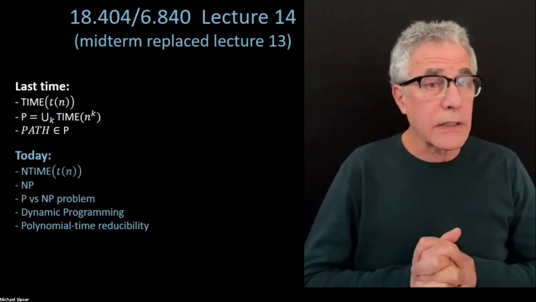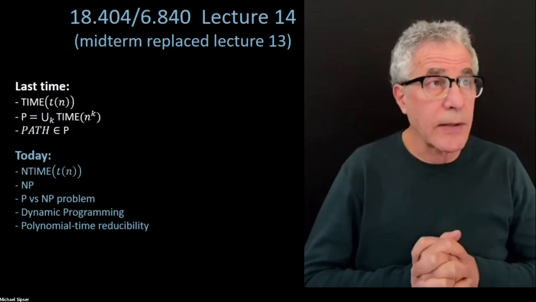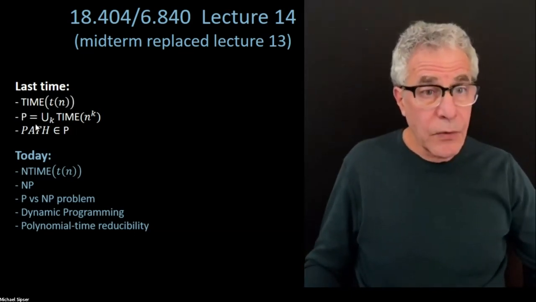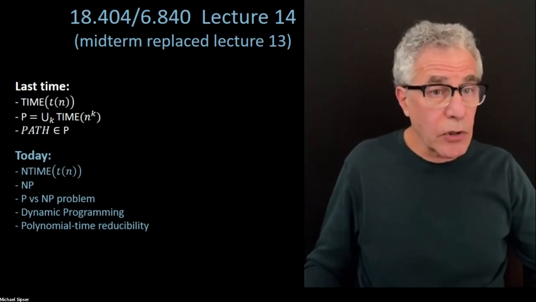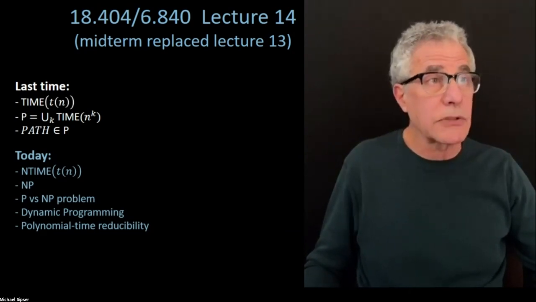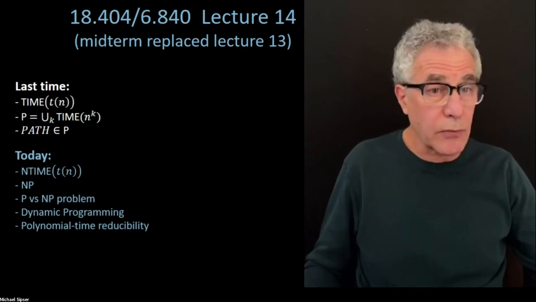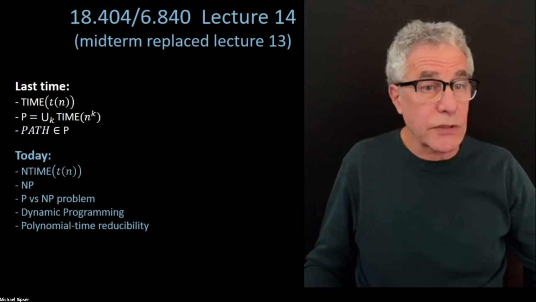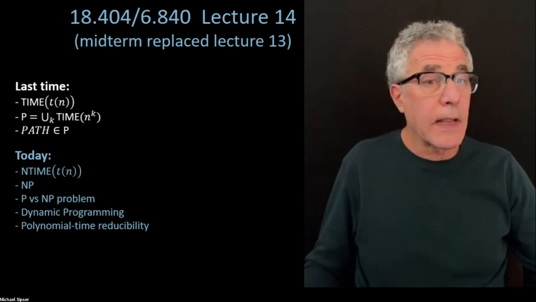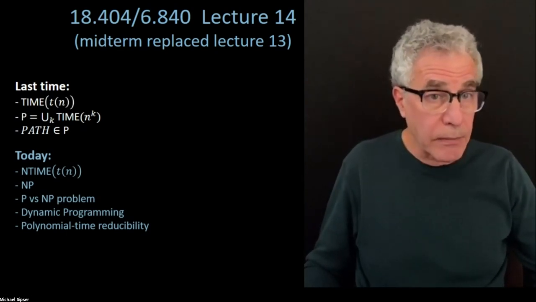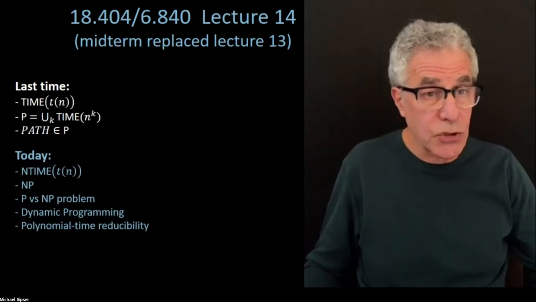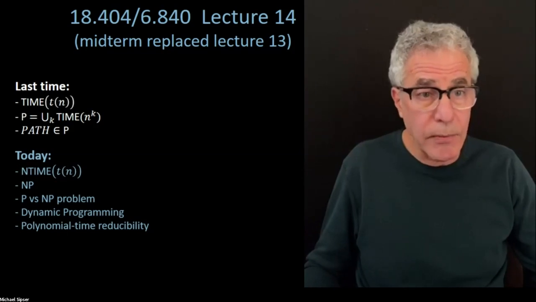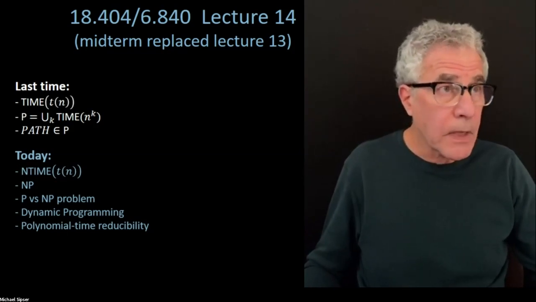Given that, we defined time complexity classes, the time T of n classes. We defined the class P, which was invariant among all of those different deterministic models in the sense that it didn't matter which model we choose. We were going to end up with the same class P, so that argues for its naturalness. And we gave an example of the path problem being in P. We ended that lecture before the midterm with the discussion of this Hamiltonian path problem. So we're going to come back to that today.